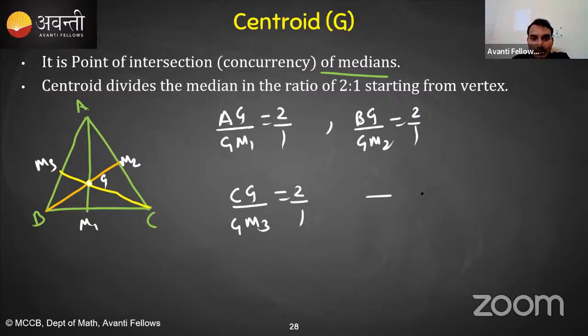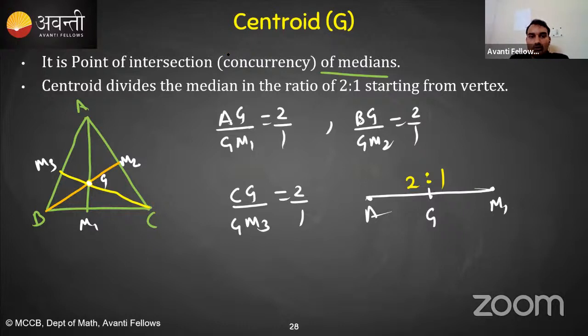Let's say this is A, this is M1, and this is my centroid G. So the ratio 2:1 will start from my vertex, means 2:1. Clear? Is this clear? Students, is there any doubt? Any doubt so far? Everyone, just let me know quickly in the chat box. Is there any doubt?